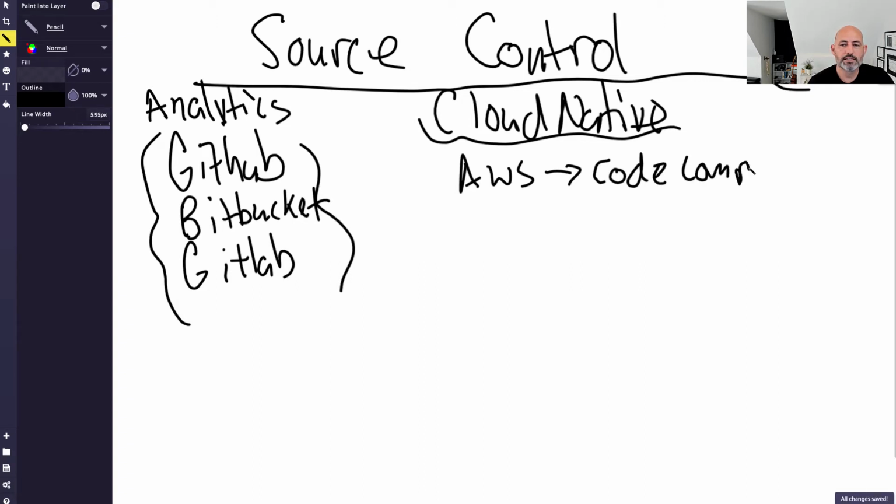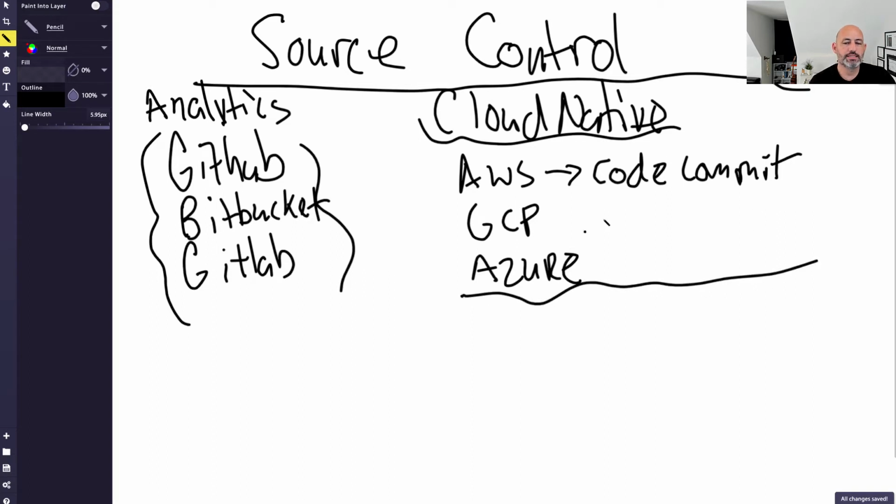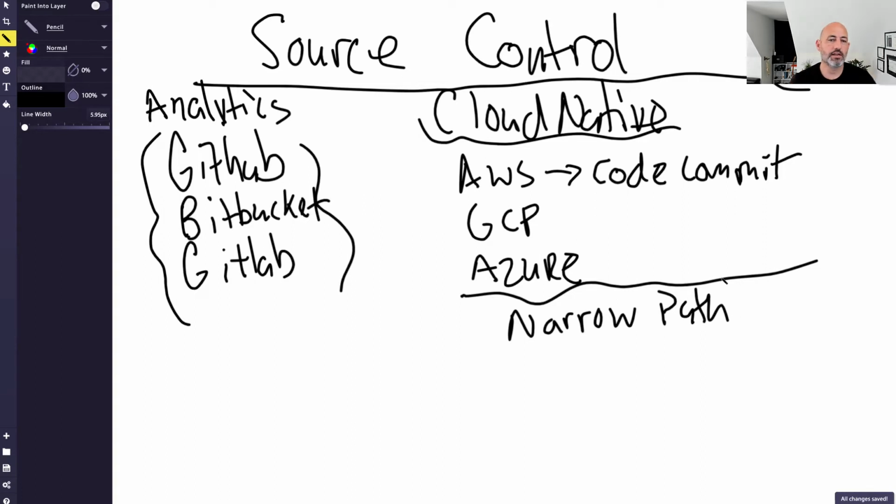GCP has this as well. They have an offering, and then Azure has this. So why would they offer this? Again, the reason they're doing this is they want to have a very narrow pathway that makes you have great integration to their particular cloud platform. So there may be some cases where you could mirror your code into one of these cloud native platforms, and it's really up to the use case that you're building in.